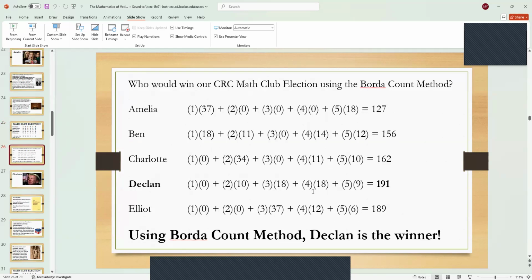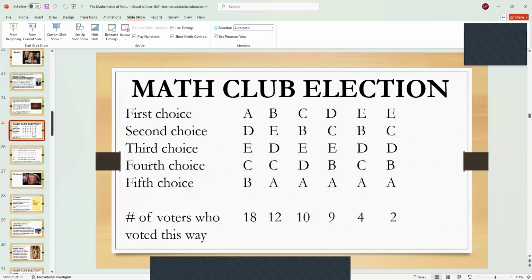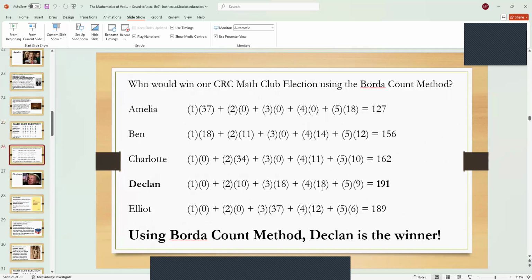What about the second place? Because you get 4 points for second place. How many people had Declan as their second choice? Well, it again happens to be 18. It's these 18 on the far left column. Those 18 on the far left column had Declan as their second choice. That's the only place that Declan shows up in that second row. So Declan gets 4 points 18 times. That's where 4 times 18 shows up.